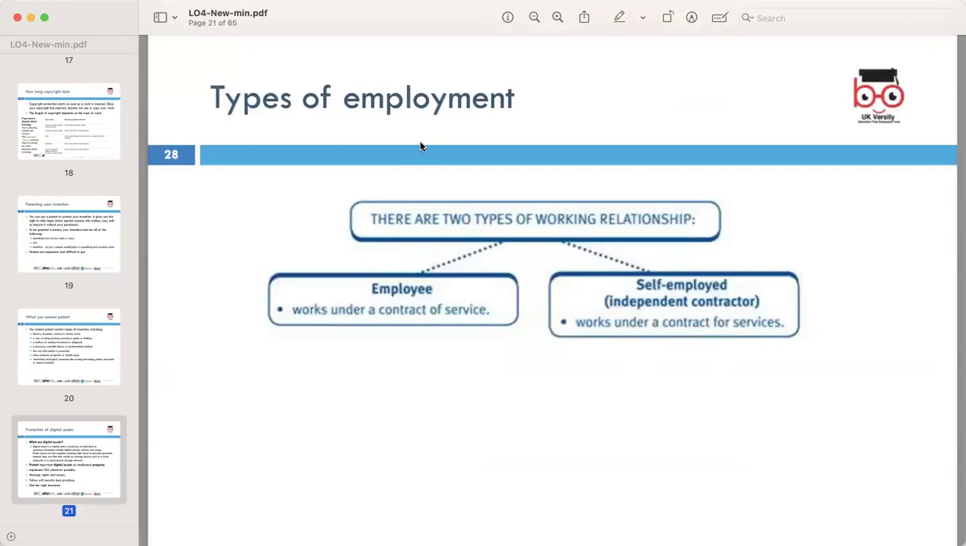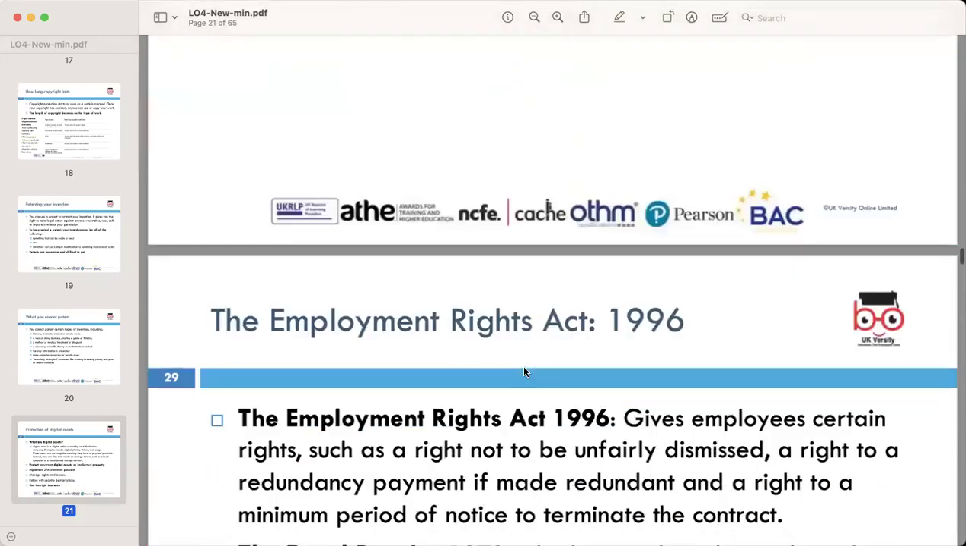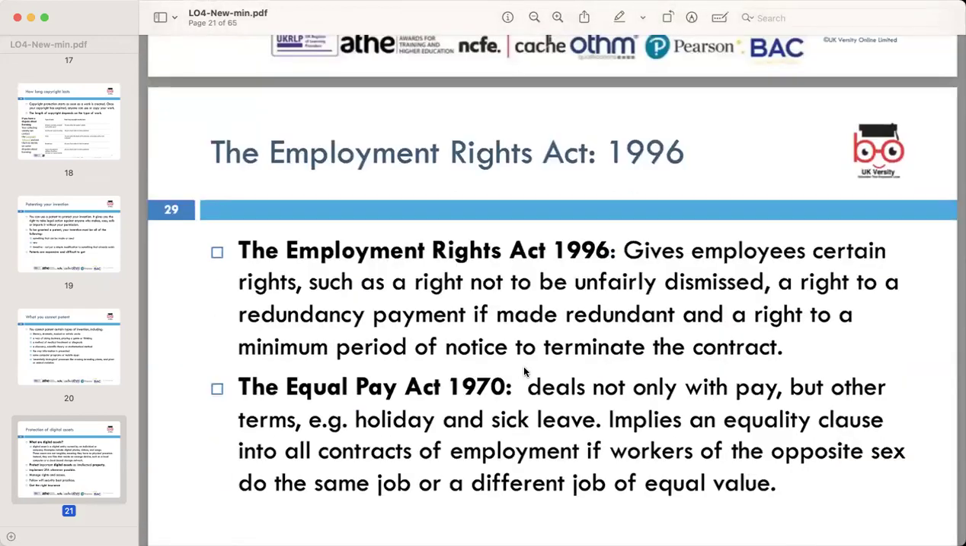Then there are types of employment. There are two primary working relationships: employee working under a contract of service, and self-employed independent contractor working under a contract for services. The Employment Rights Act 1996 grants employees rights such as protection from unfair dismissal, entitlement of redundancy payment if made redundant, and the right to a minimum notice period for contract terminations.